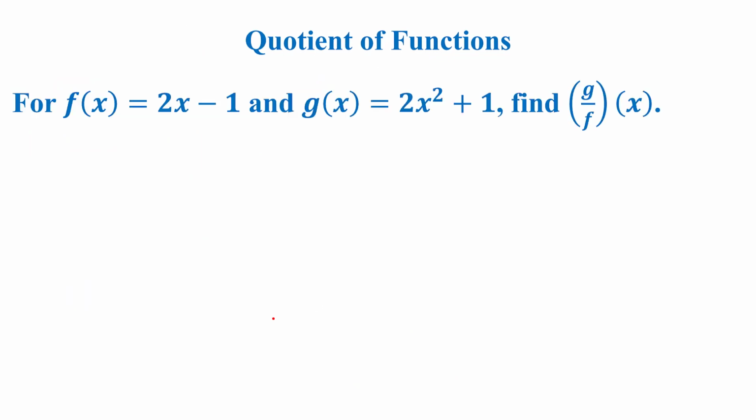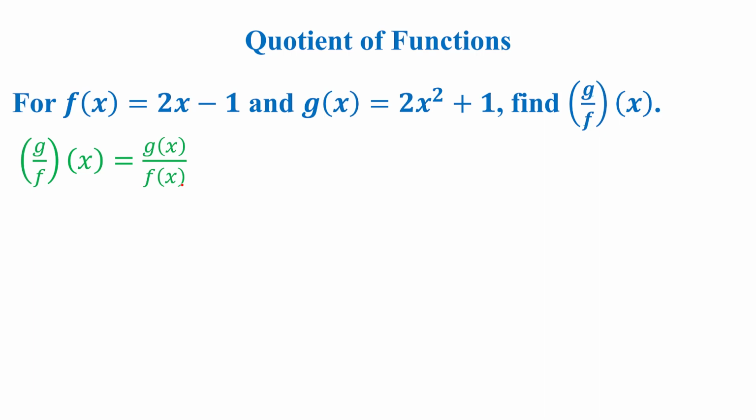Let's look next at the quotient of functions. For f of x equals 2x minus 1 and g of x equals 2x squared plus 1, we want to find g over f of x. And it's important to pay attention here. G is on top and f is on the bottom. So for g over f of x, we're going to have g of x over f of x. If it was f over g of x, we'd have f of x over g of x. And you'll see both of those quite often.